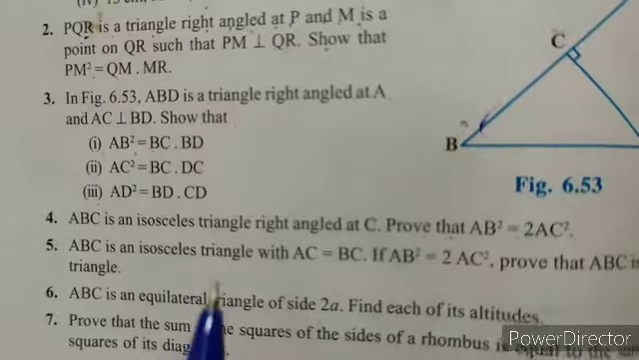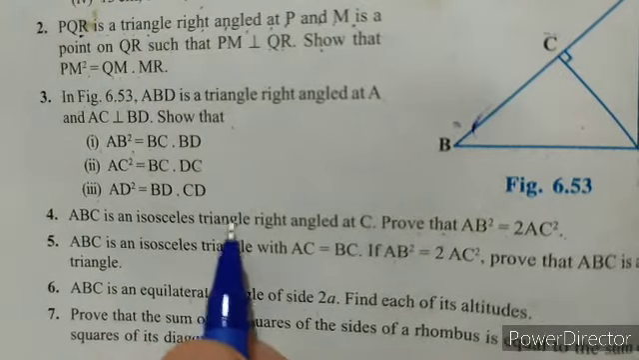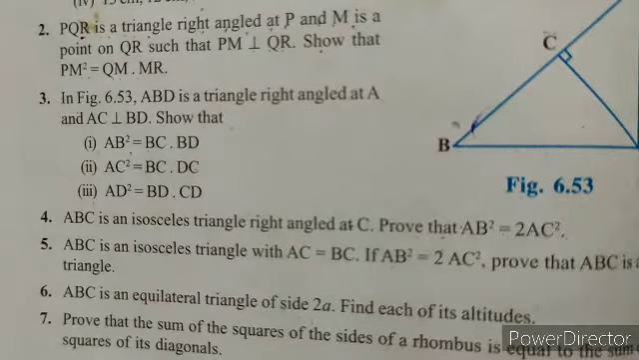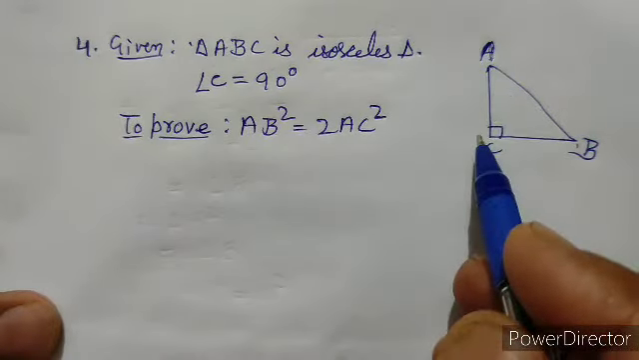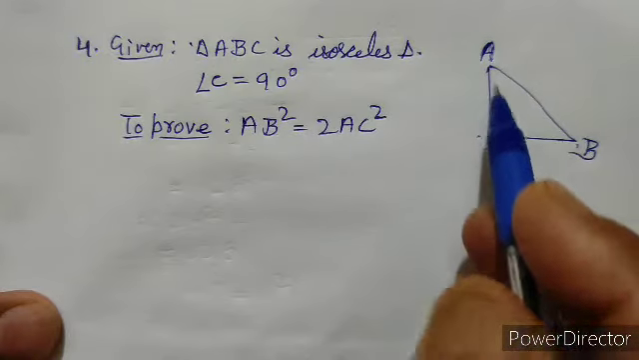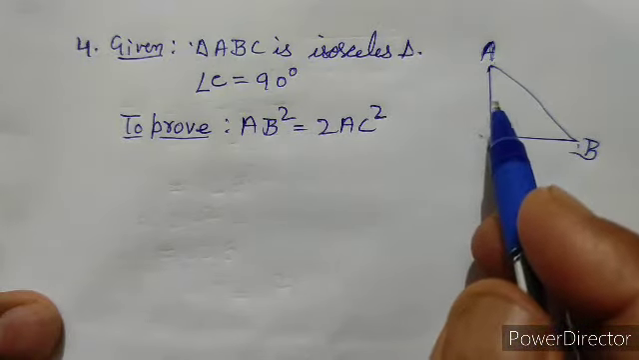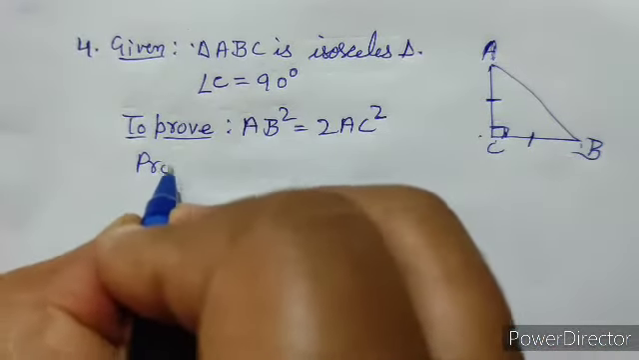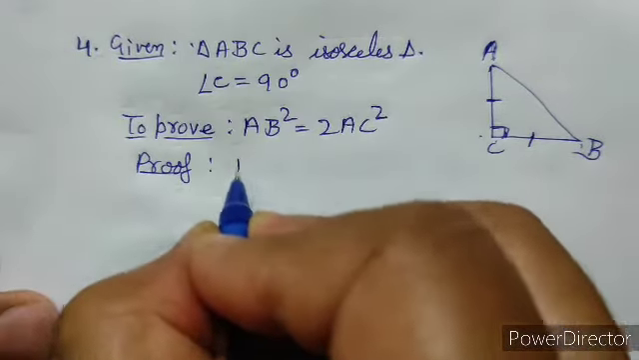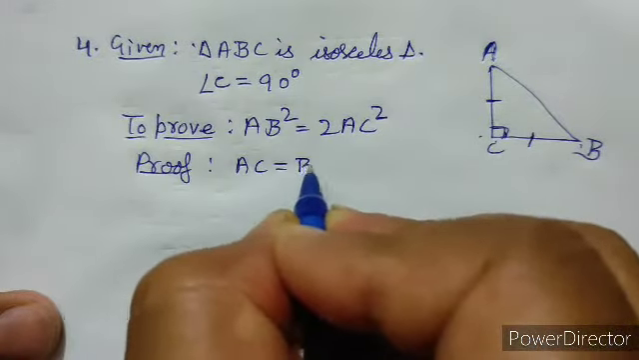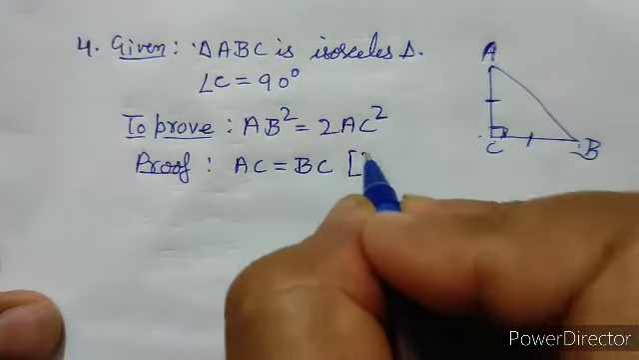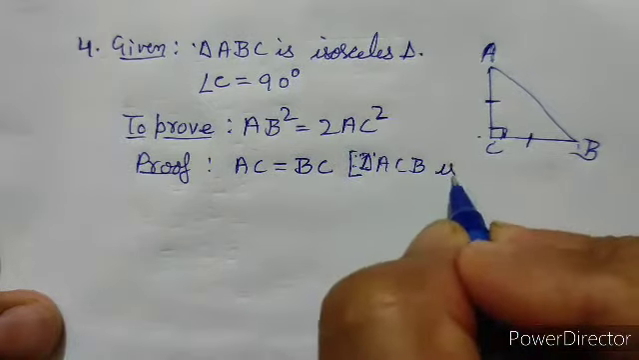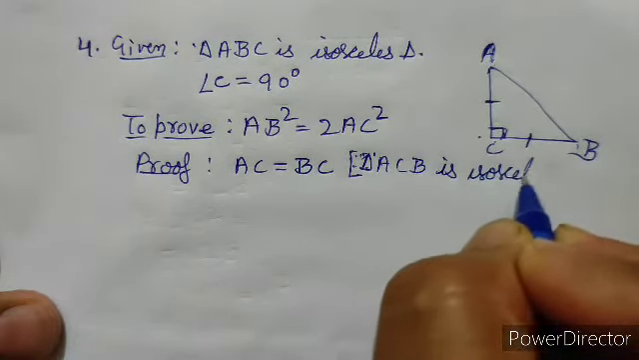Now in question number 4, ABC is an isosceles triangle right angled at C. Prove that AB square equal to 2AC square. Now ABC is right angled at C and ABC is an isosceles triangle. That means AC will be equal to BC. To prove, we can say that AC is equal to BC, as triangle ACB is an isosceles triangle.